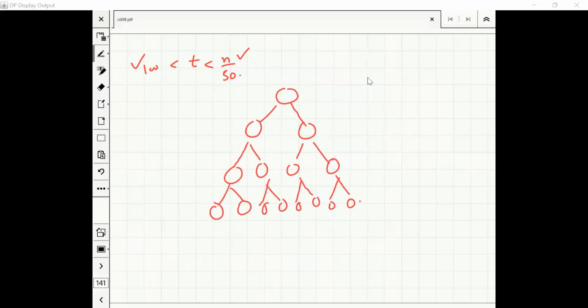Now I am looking at a complete binary tree of depth n by 100. What you have noticed is, suppose t is equal to n by 100. If there is a path of all ones, then what should I assign this node?